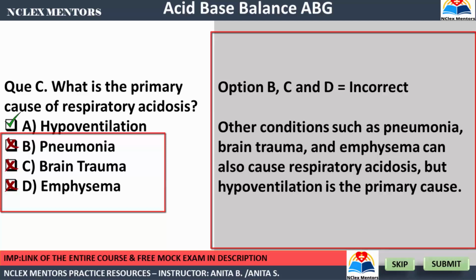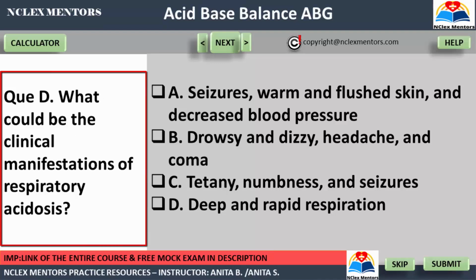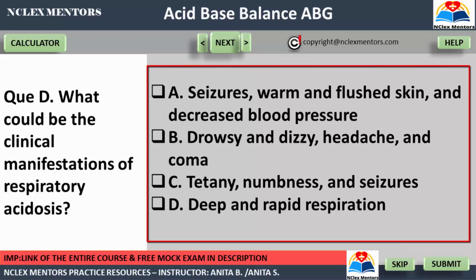Let me take you to our next question. What could be the clinical manifestations of respiratory acidosis? The options for this question given on the screen are: Option A, seizures, warm and flushed skin, and decreased blood pressure. Option B, drowsy and dizzy, headache, and coma. Option C, tetany, numbness, and seizures. Option D, deep and rapid respiration.